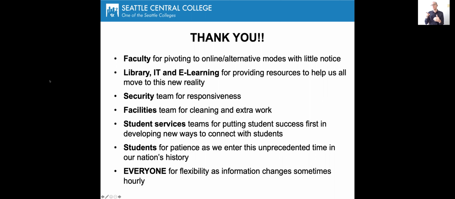And then everyone on the campus has been flexible. And this has required maximum flexibility because the information that we are getting either from King County or from the governor or even from our federal government is changing sometimes hourly. Our governor just had a press conference a couple hours ago with new information. And so we are processing new information and getting it out as fast as we can. And so thank you everyone for your flexibility as we go through this. Next slide.